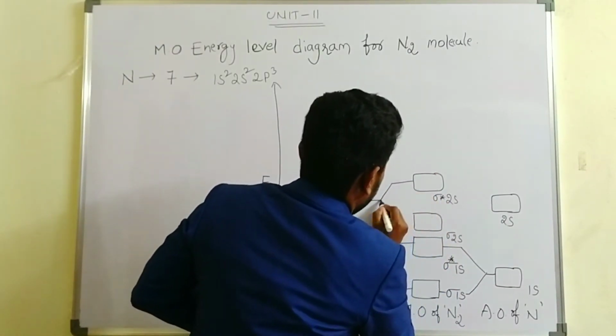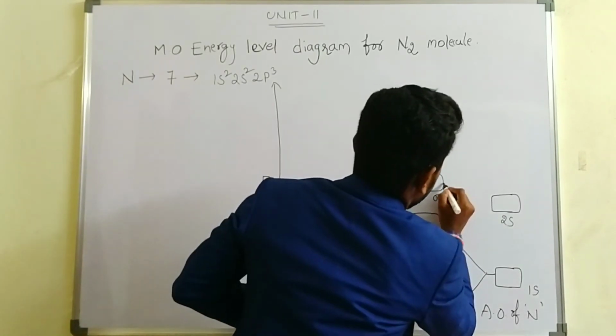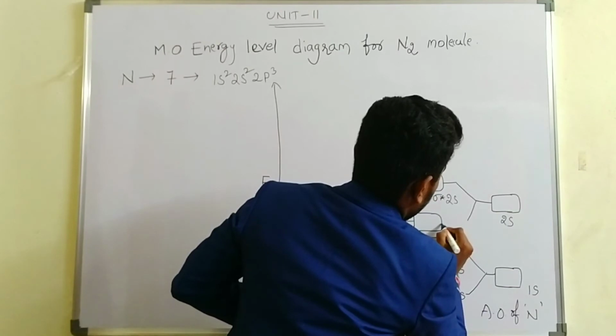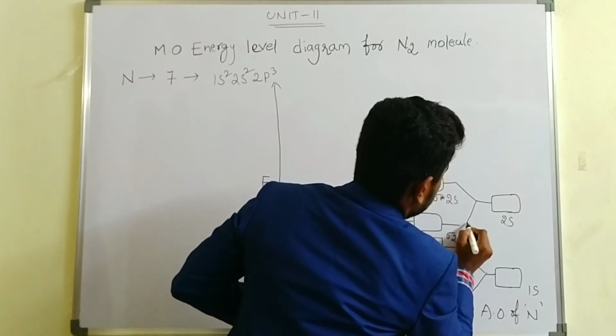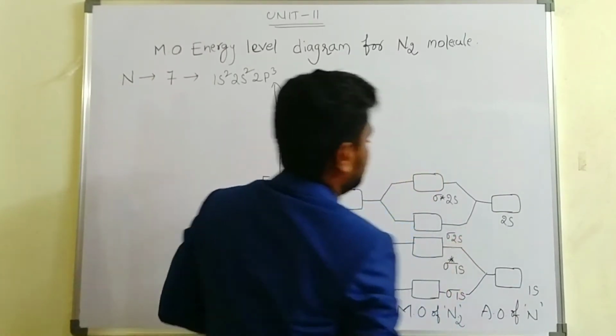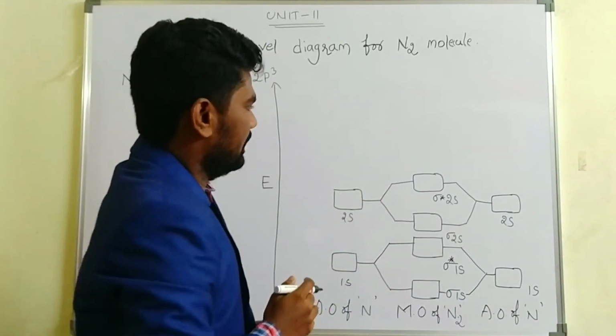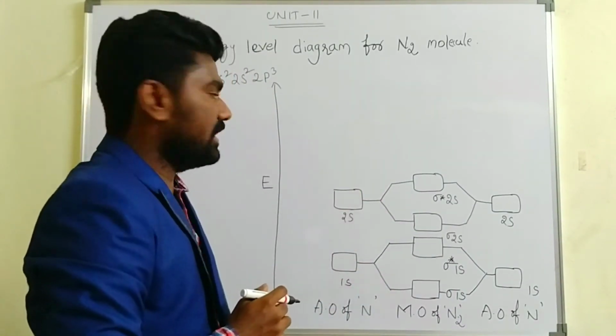Just I'm going to connect these atomic orbitals to the molecular orbitals, and this is the way to draw the molecular orbital energy level diagram. Okay.